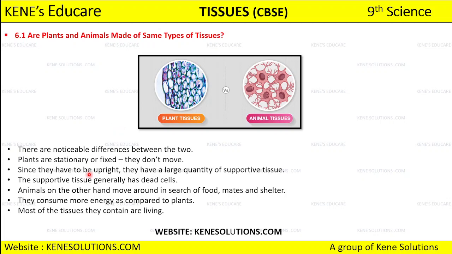And since they have to be upright, what happens? Since this plant tissue has to be upright, or these plants have to be in an upright position all the time, their position is fixed. Okay, so they have a large quantity of supportive tissue, and this supportive tissue generally has dead cells. What does the supportive tissue have? It generally has dead cells.